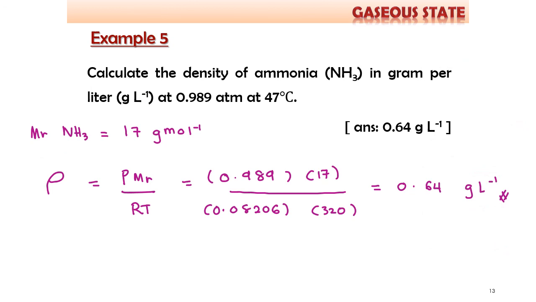Example 5, calculate the density of ammonia in gram per liter at 0.989 atm at 47 degrees. So you have the molar mass of ammonia, 17 gram per mole. And then to find density, just use the formula. You have pressure in atm, its molecular mass, and gas constant, and your temperature, convert to Kelvin, and then you will get your final answer, 0.64 gram per liter.